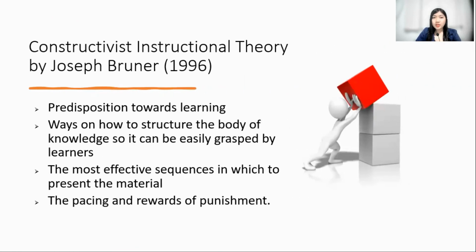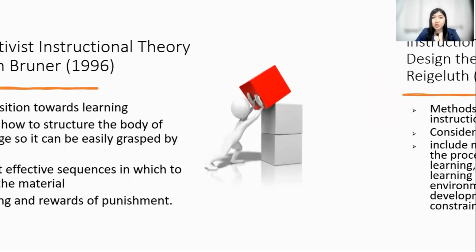The first one is the Constructivist Instructional Theory by Jerome Bruner, 1996. This includes the predisposition towards learning, ways on how to structure the body of knowledge so it can easily be grasped by learners, the most effective sequences in which to present the material, and the pacing of rewards and punishment. The arrangement of the manual is in line with the four predominant aspects mentioned.